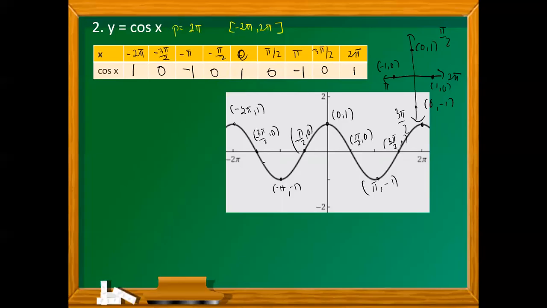Now connecting the points here into a sinusoidal curve, we will come up with the graph of y equals cosine x. Take note that after one period, which is 2 pi, the graph is repeated.